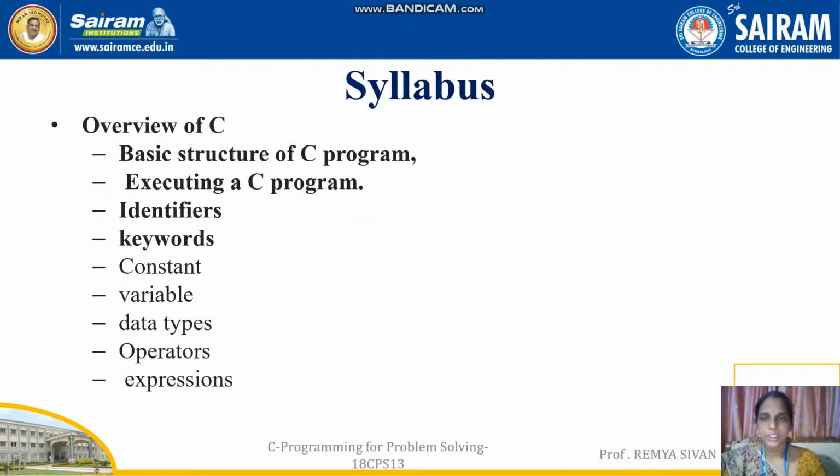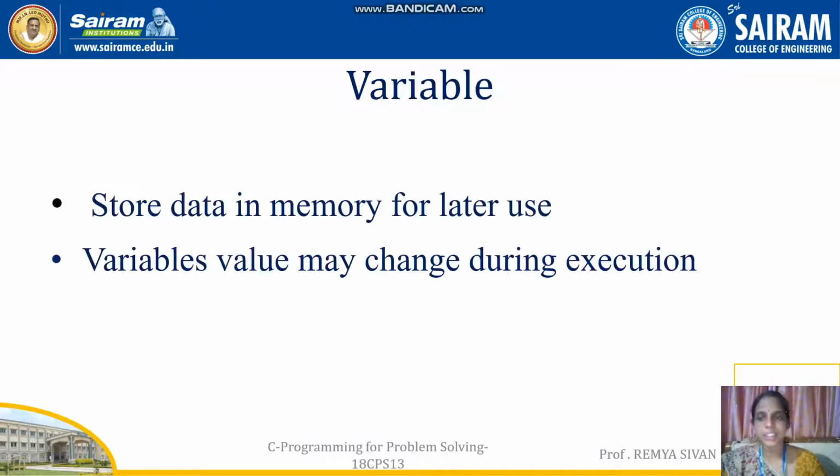So good morning students. In the last video we saw the basic structure of a C program and how to execute a C program, and we started with the tokens, right? Identifiers and keywords are already explained. Now we are going to see variables. Variables are identifiers, and then why do we need a variable?